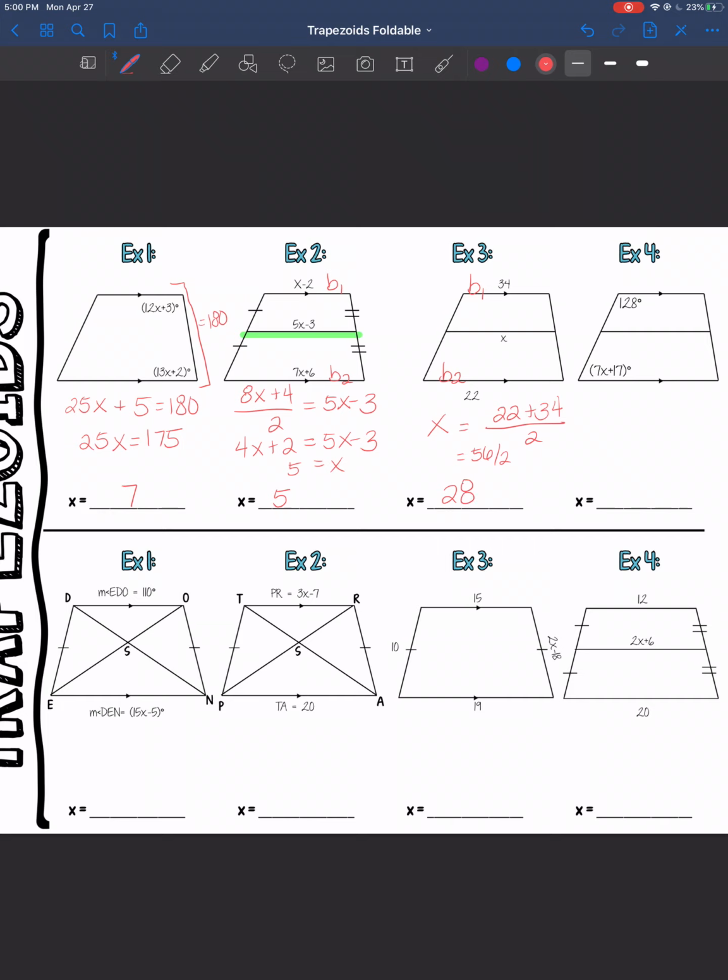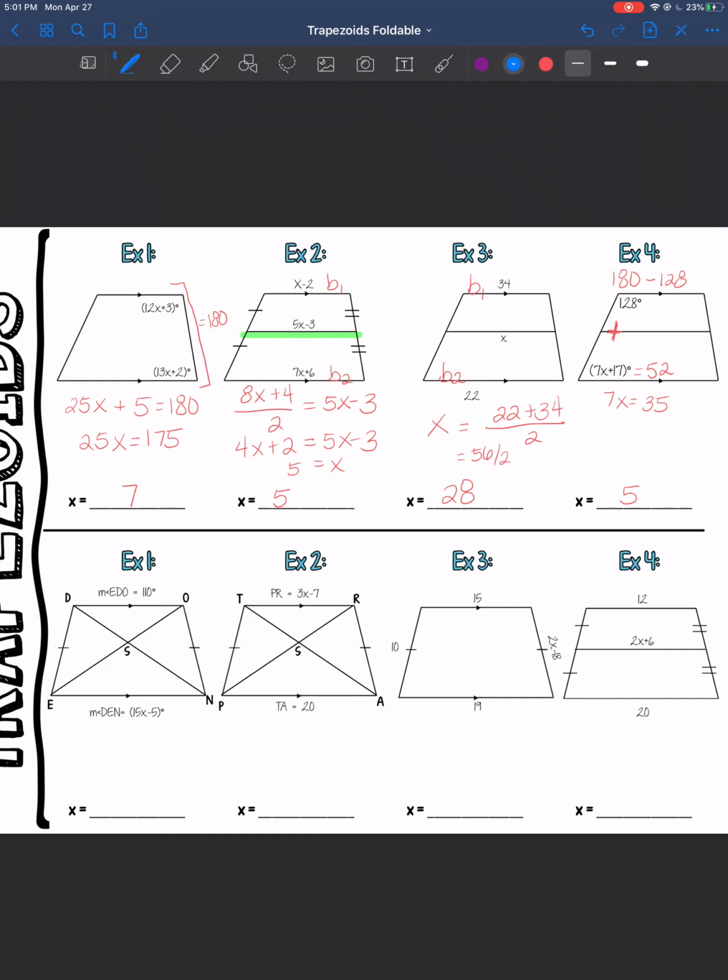And last on that row, again, you're going back to angles and knowing that consecutive angles equal 180. Now I'm going to work this one a little bit differently. Instead of adding those two together, I'm actually going to just figure out how much is left for this bottom angle. So you can do that by taking 180, subtracting 128. That leaves you with 52. And then set that 7x plus 17 equation equal to 52. Subtract 17, that gives you 7x equals 35. Divide by 7, x equals 5.